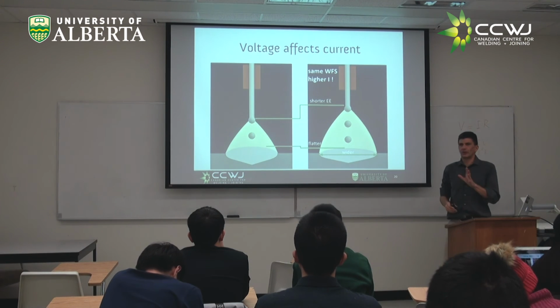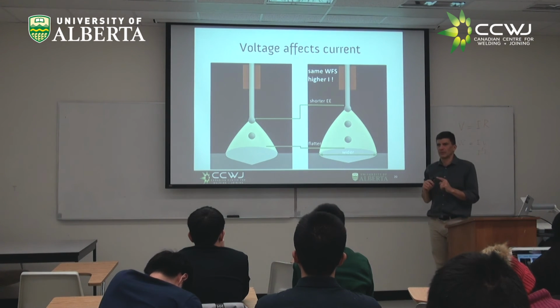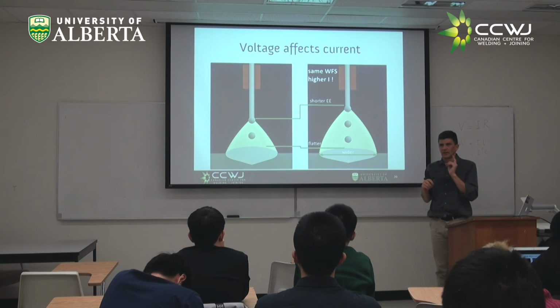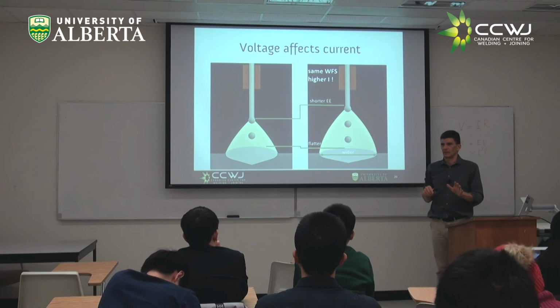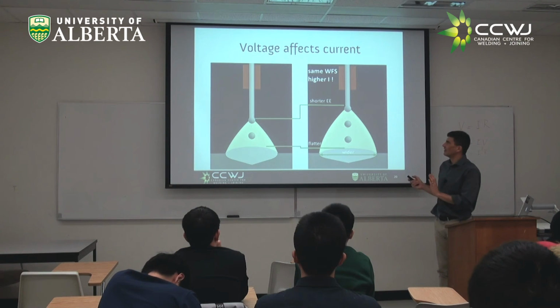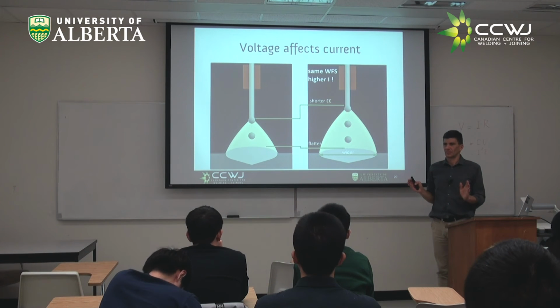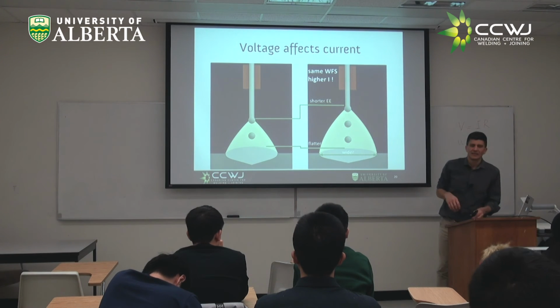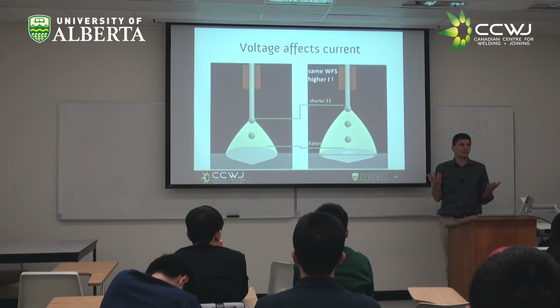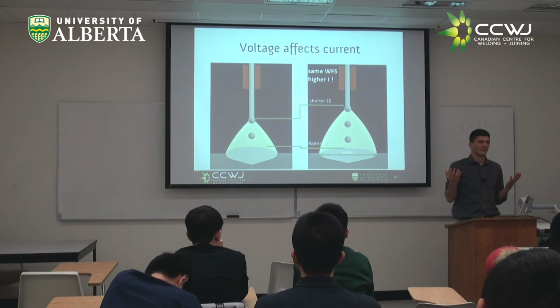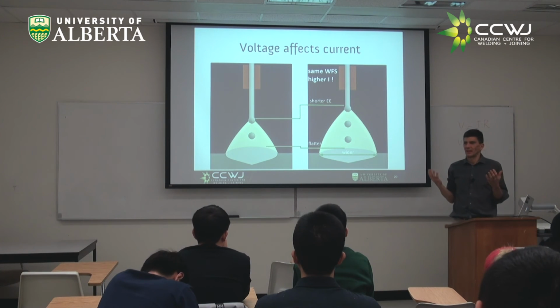Now, what happens to the current in that case? Same wire feed speed, and I increase the voltage. What would happen to current? Oh, higher current. Fine. Why? Why higher current? Because of the gap. But what does the gap do for the current? Well, the wire feed speed is the same, so you're melting the same amount.